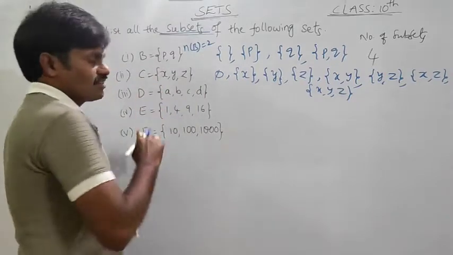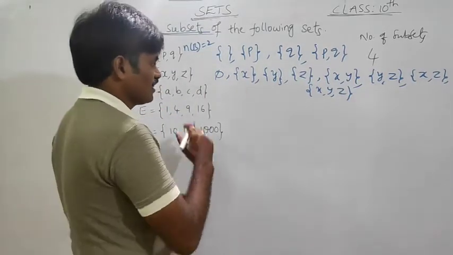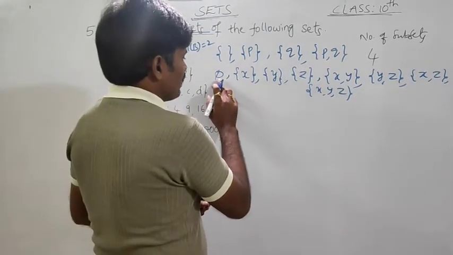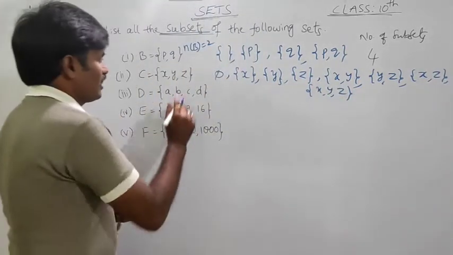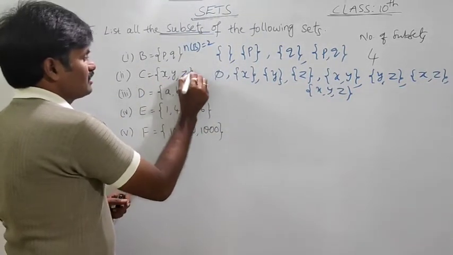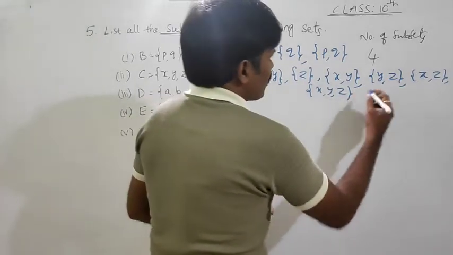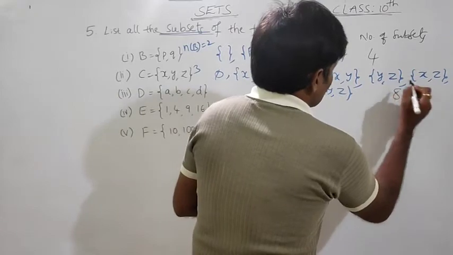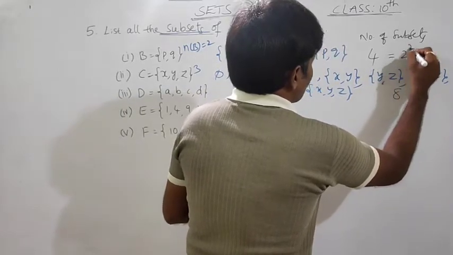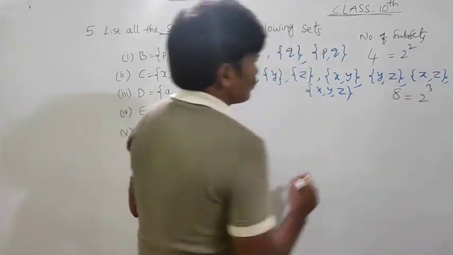That means the given set is also a subset of itself. Already we learned that point. So how many did we get here? 1, 2, 3, 4, 5, 6, 7, 8. Here how many elements are in set C? 3 elements are there. We got the number of subsets as 8. Yes. So 4 can be written as 2 square, 8 can be written as 2 cube.